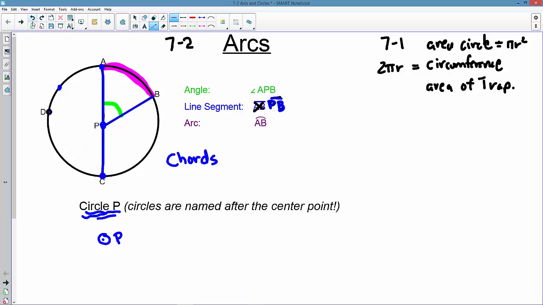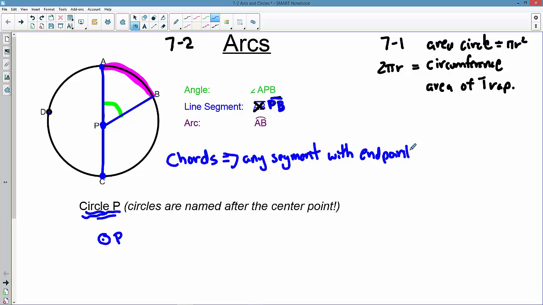So chords are really any segment whose endpoints are on the circle, right? So any segment with endpoints on the circle. You don't need that for tonight's homework, but it's important to know. Okay, so segment AC is a chord. And if the chord does go through the center, then it's a diameter.